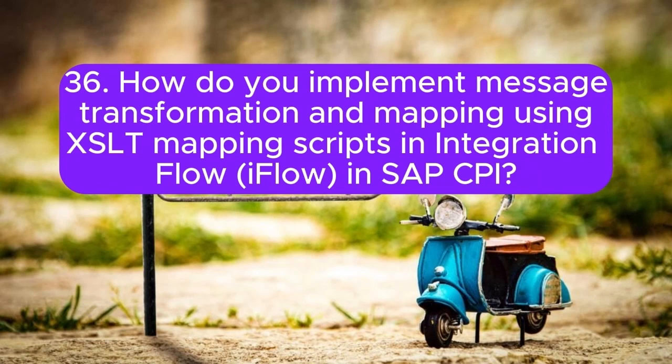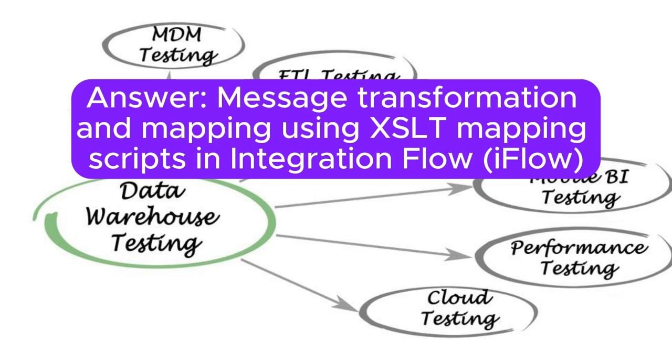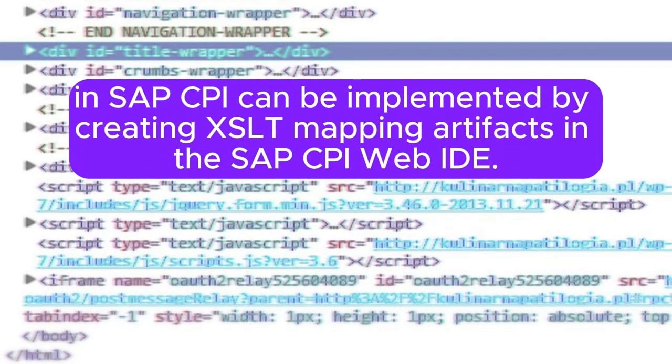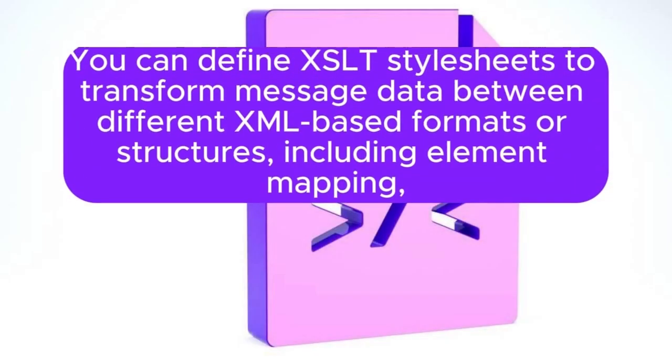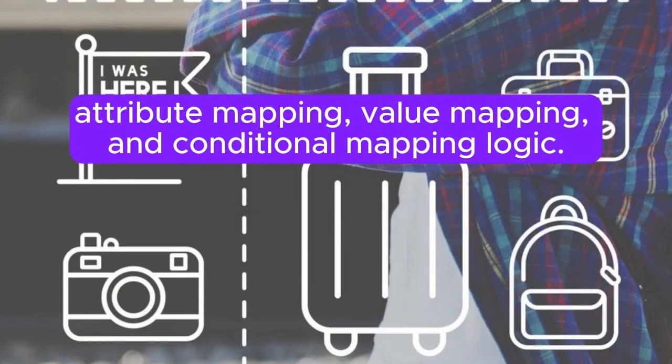36. How do you implement message transformation and mapping using XSLT mapping scripts in integration flow iFlow in SAP CPI? Answer: Message transformation and mapping using XSLT mapping scripts in iFlow in SAP CPI can be implemented by creating XSLT mapping artifacts in the SAP CPI Web UI. You can define XSLT style sheets to transform message data between different XML-based formats or structures, including element mapping, attribute mapping, value mapping, and conditional mapping logic.